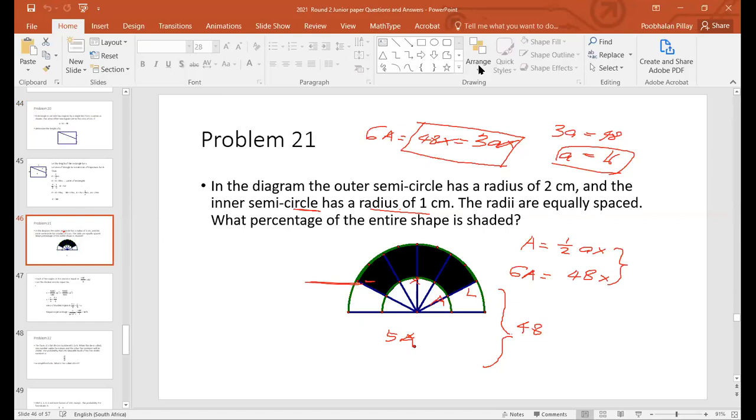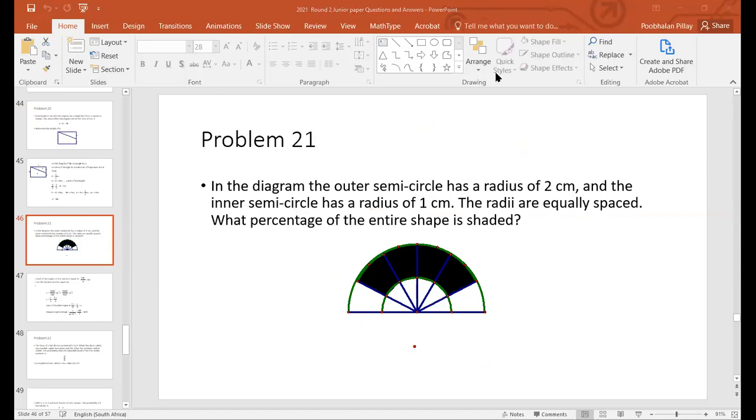I don't think we're doing too well for time, but not quite, because the last few problems take longer, and we've got 15 minutes. Okay, problem number 21.